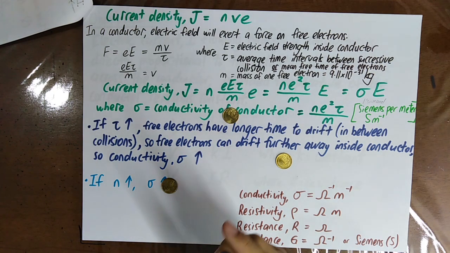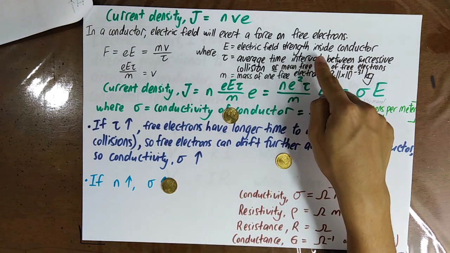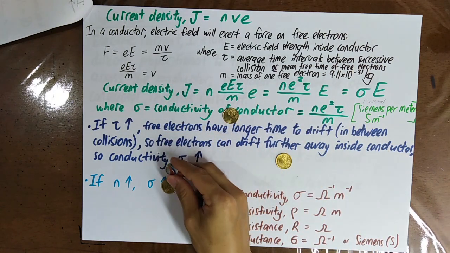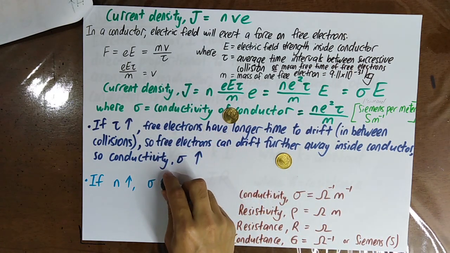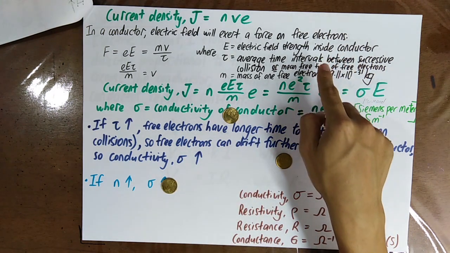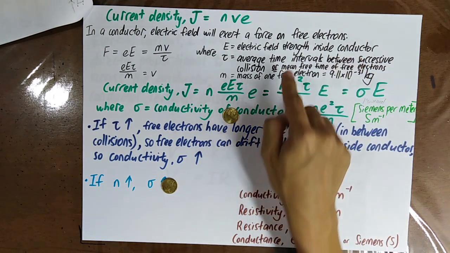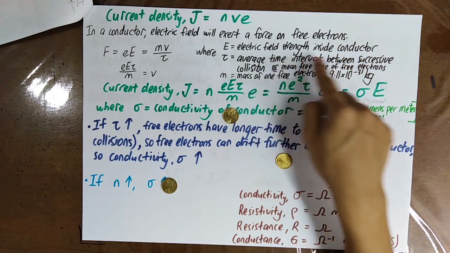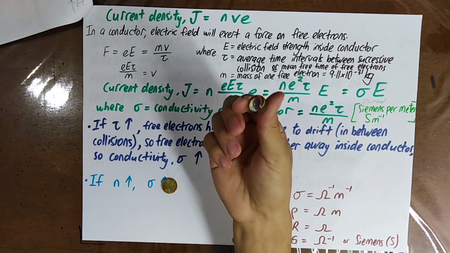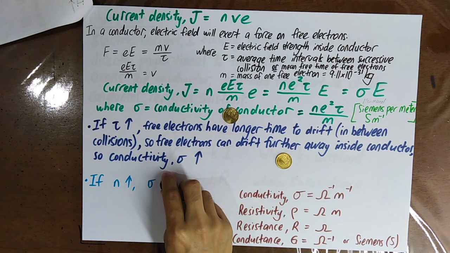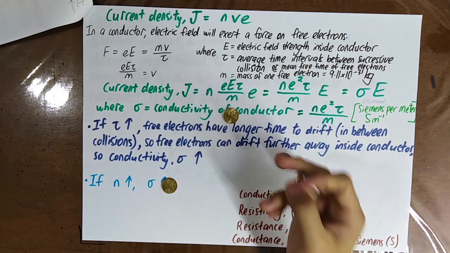Okay, and then if you use the time of collision, that means the time of contact between this free electron and this atom. So be careful of the usage of the word. Please use the word between, not the word of, because if you use the word of, time of collision means the time of this free electron in contact with the atom. Okay, so you use the word between, not the word of.